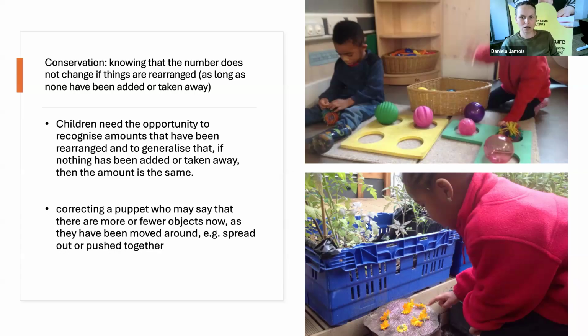The same with the child who's outside and has the calendula flowers. She's arranging those in such a way that it's easy for her to count them. Now, some children may find it easiest if they arrange them in a line, and that way they can be very methodical about how they count them.